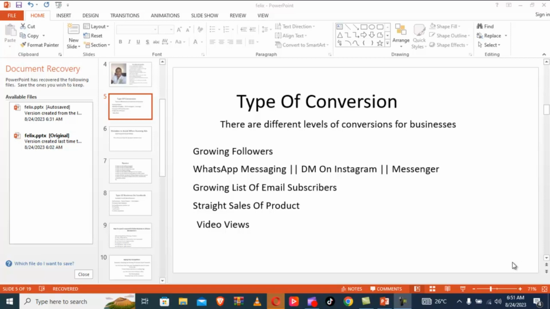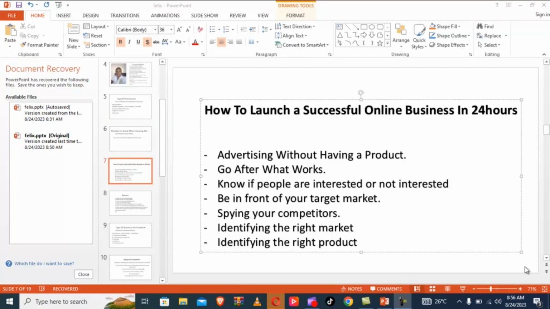Now, why I'm bringing this up is because what you consider as a conversion might not be the same thing as the next person. So every business has different goals and objectives of what they want to achieve with their brand. Now, the beautiful thing about Facebook is that you can achieve any goal you want on the platform. It's just a matter of setting the goals when you are creating your ads. And also you can track every event or every conversion based on how much you spend to get a particular conversion. How to launch a successful online business in 24 hours.